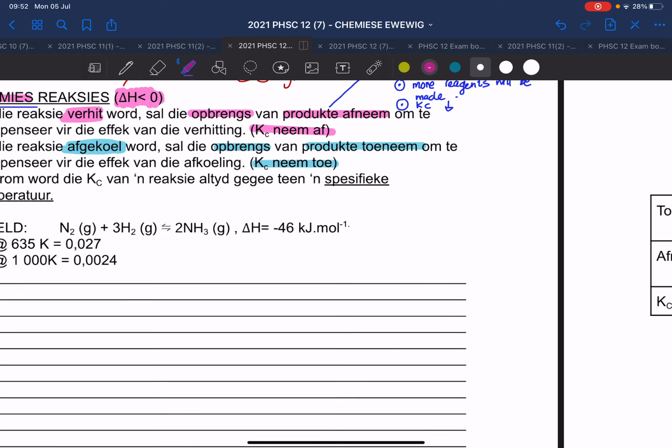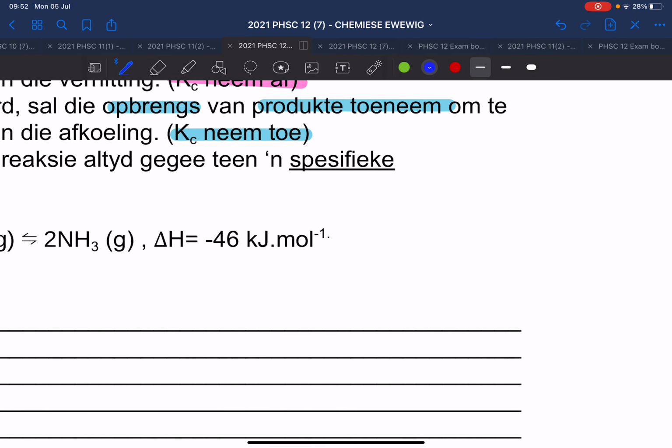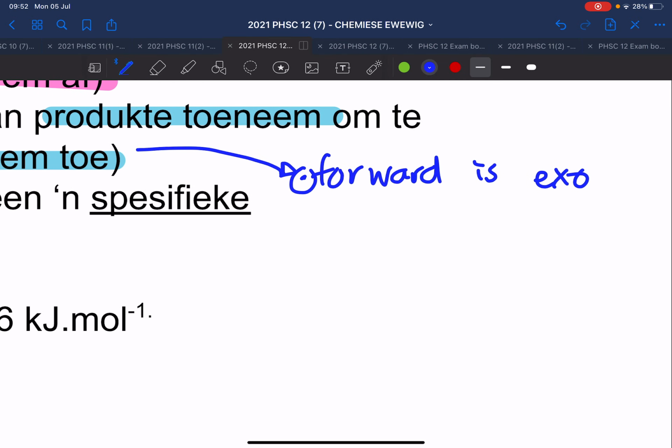Okay, so ons kan hier om ook neer gaan skryf. We can explain this as well. Weer eens, we can say the forward reaction is exothermic. Die voorwaartse reaksie is exothermisch. That will be given to us in this reaction. Okay, so that is just stating the obvious. Dan, wat het ons gedoen? We decreased the temperature. Ons het die temperatuur laat afneem.